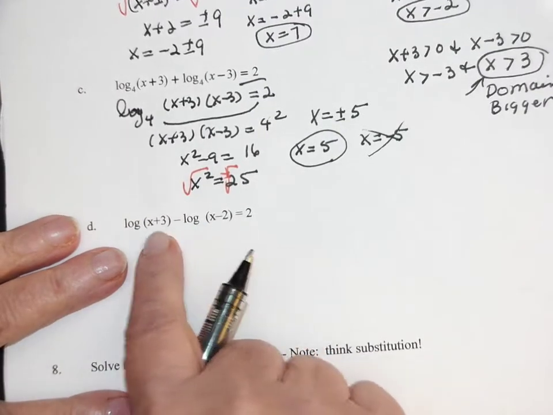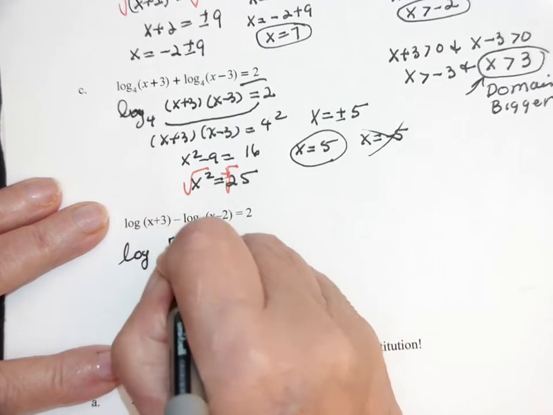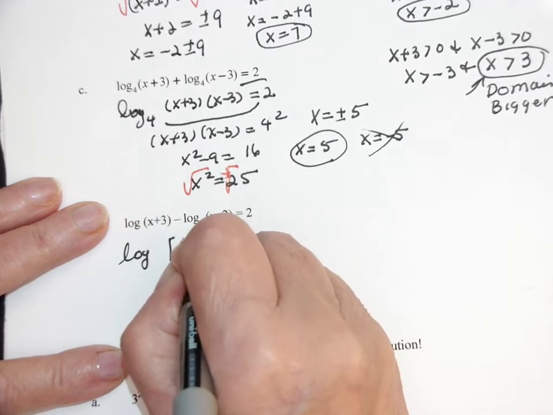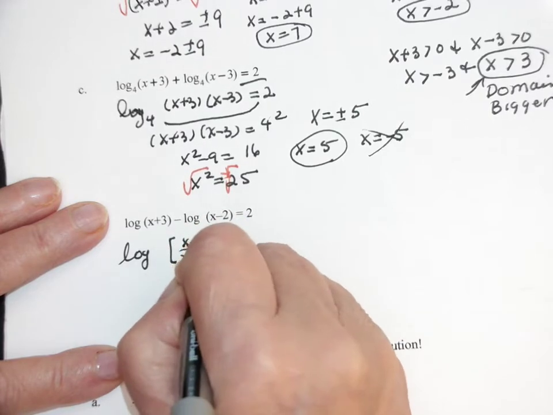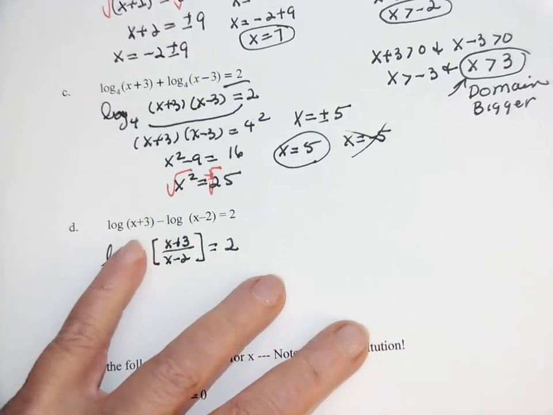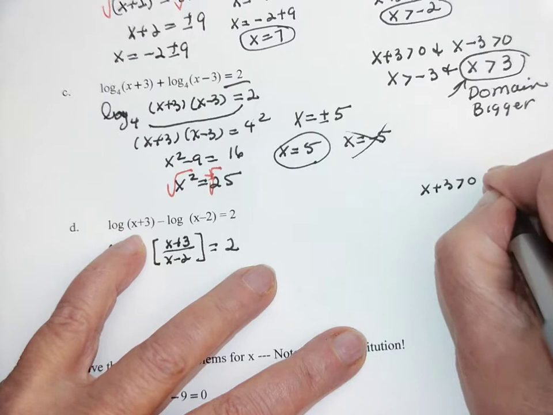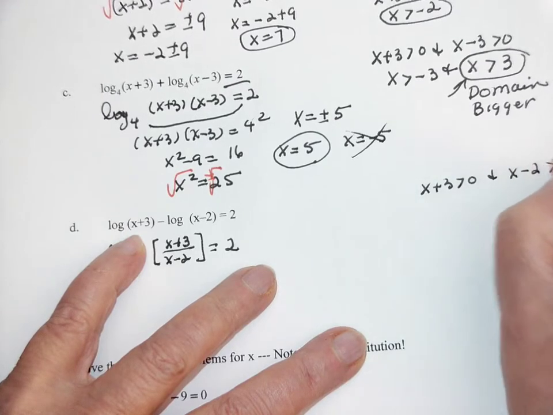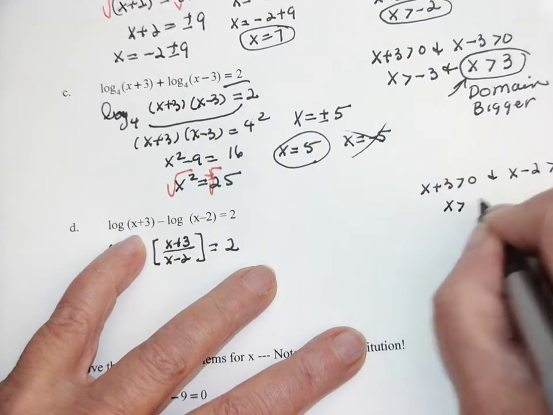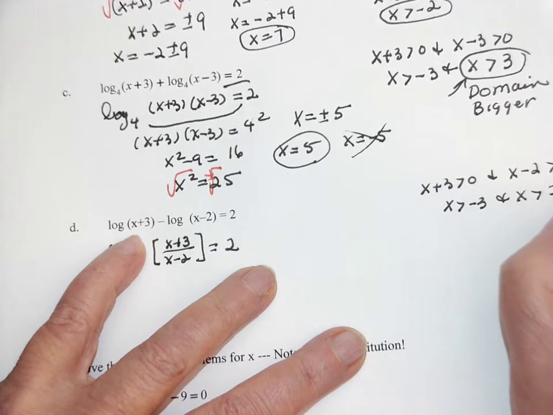Now this is a quotient. So this says log of x plus 3 over x minus 2 equals 2. Again, I forgot the domain. X plus 3 must be positive, and x minus 2 must be positive. X must be greater than negative 3, and x must be greater than 2. The bigger of the two is greater than 2, so that's your domain.